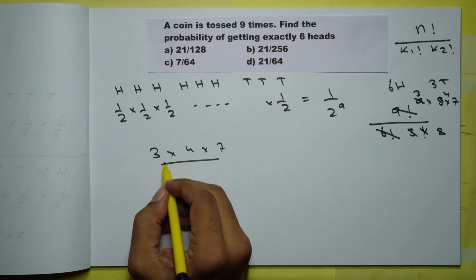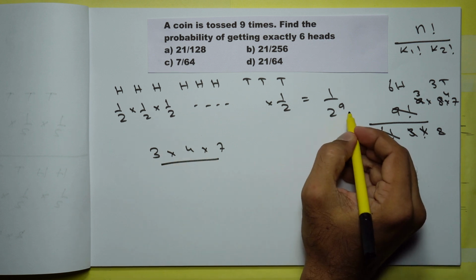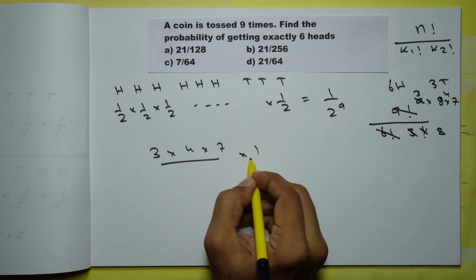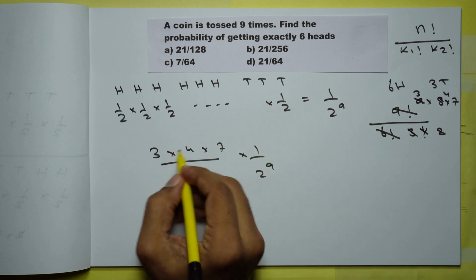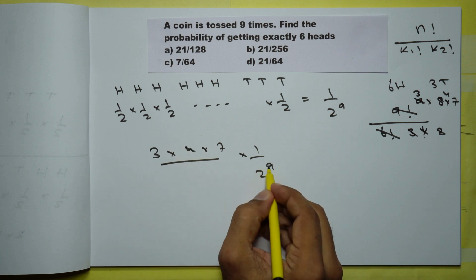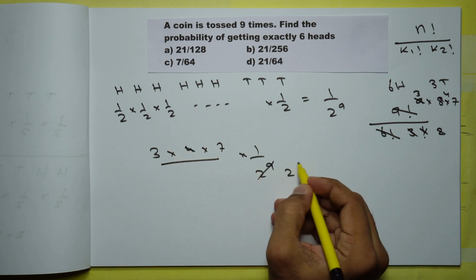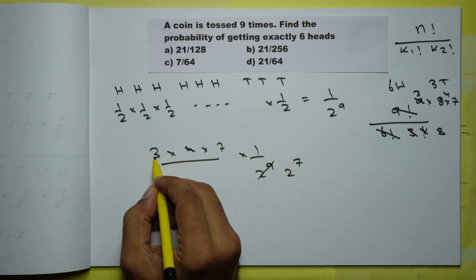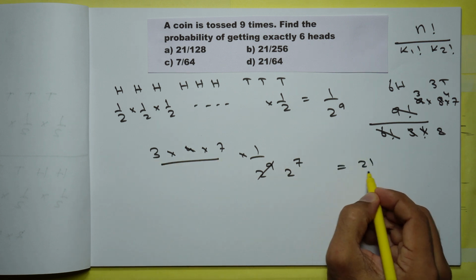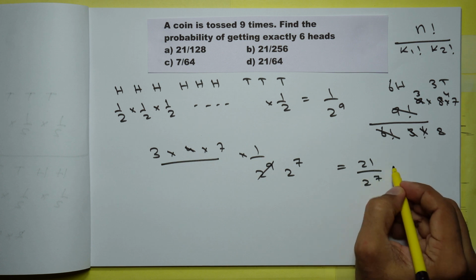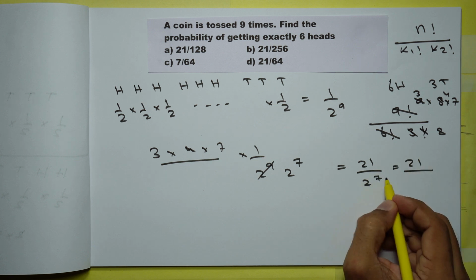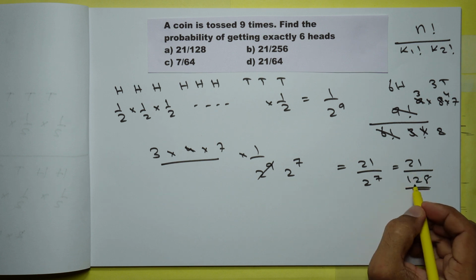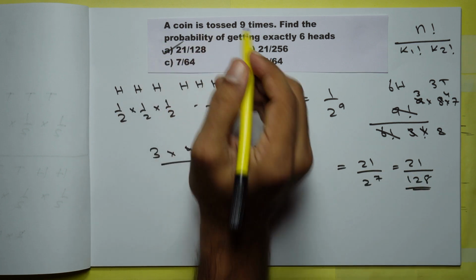This is the total number of arrangements, and in each arrangement the probability will be 1 by 2 raised to 9. Now this 2 square I'll cancel with this 2 raised to 9 and it will be remaining 2 raised to 7. So what we have is 3 into 7 is 21 out of 2 raised to 7. That is 21 out of 2 raised to 7 is 128. So 21 out of 128. That is option A.